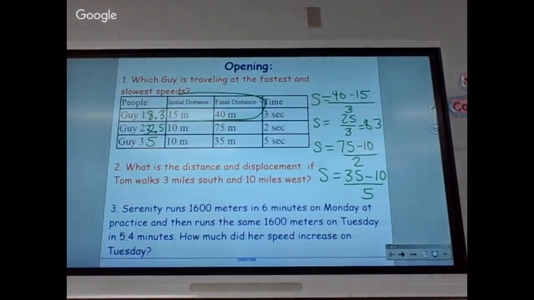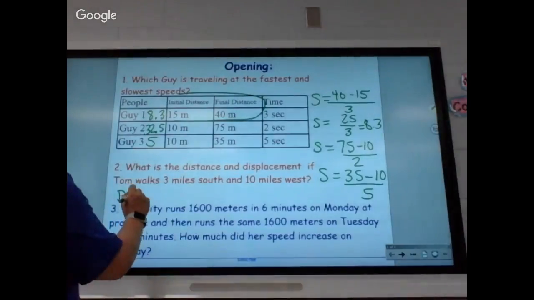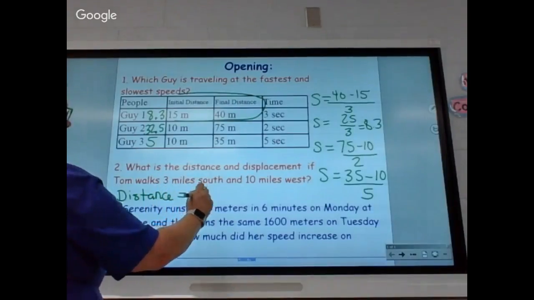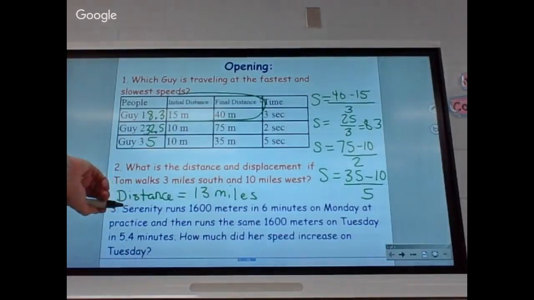Going to add. So my distance is going to be what? 13. All right. So everybody always remembers distance. Distance adds. So distance is 13 miles. All right. So what do we do for displacement?